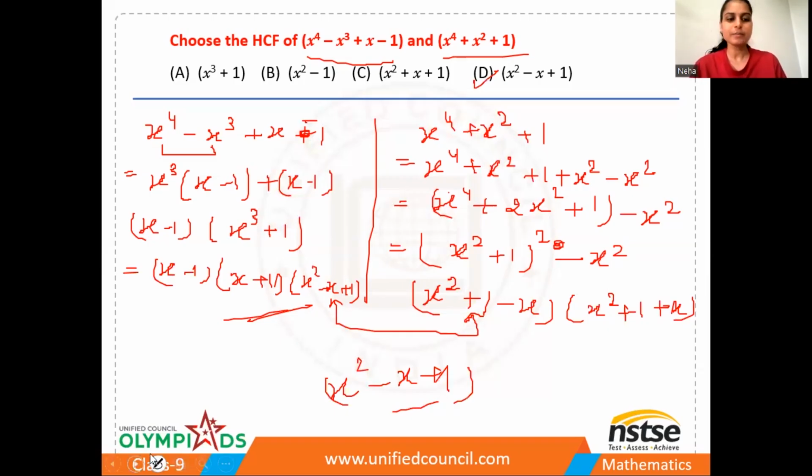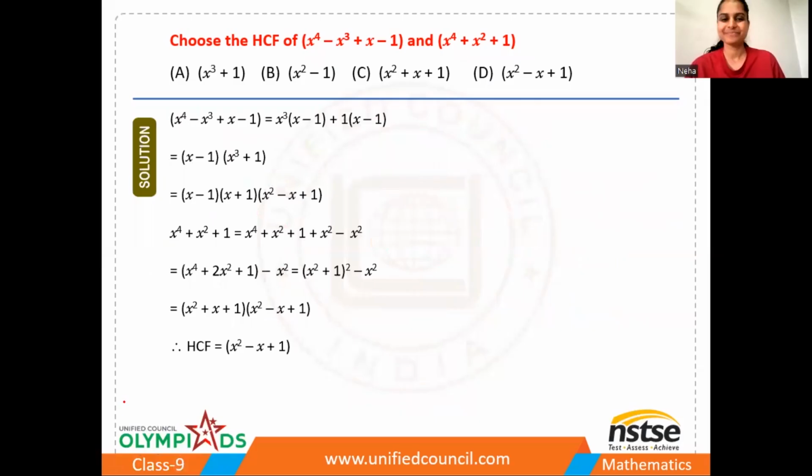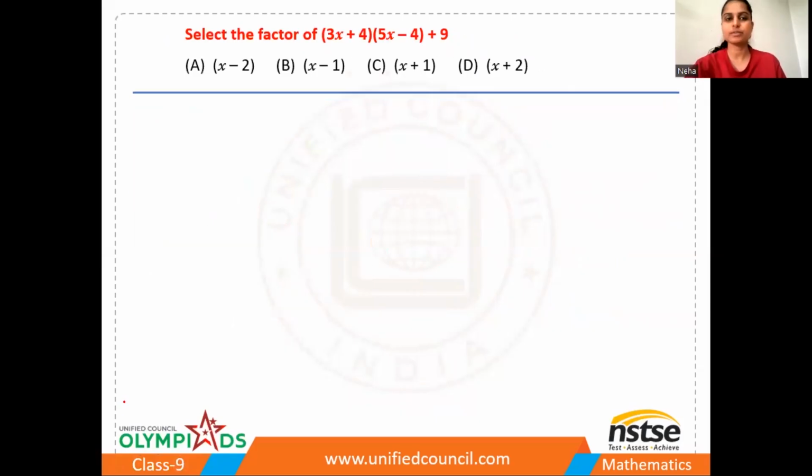Perfect. Now let me show you the complete detailed explanation of this question. Perfect. This is done. Now let's proceed with the next question. The next question is to select the factor of 3x plus 4 into 5x minus 4 plus 9. So I have to find the factor of these given terms. So this is 3x plus 4 into 5x minus 4 plus 9.